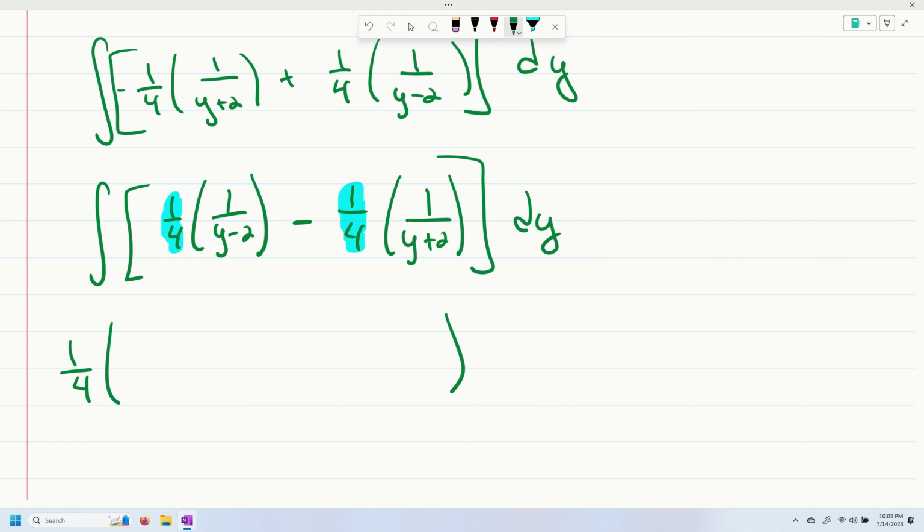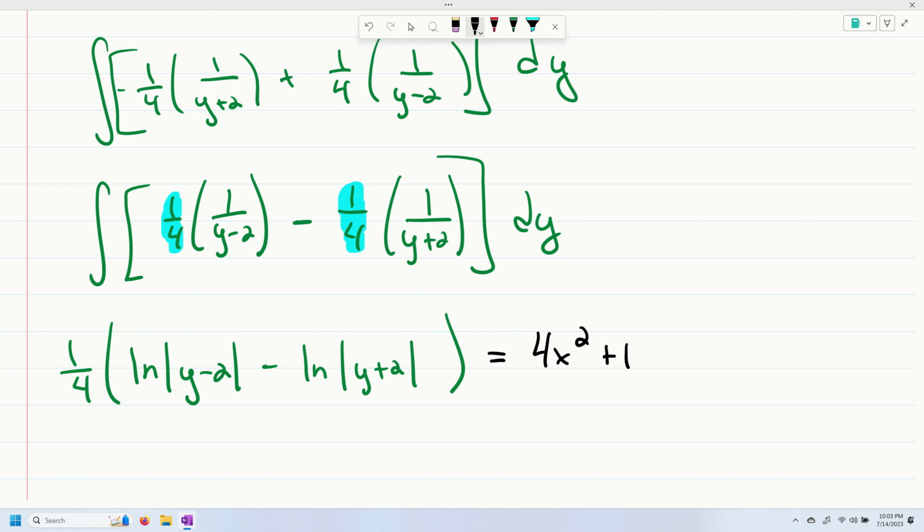And then when I integrate, all I have to worry about is integrating 1 over y minus 2, which is going to be the natural log of y minus 2, minus the integral of 1 over y plus 2, which is just the natural log of y plus 2. And don't forget, we still have 4x squared, oh, I'm sorry, I'm moving too fast, x squared plus 3x plus c.